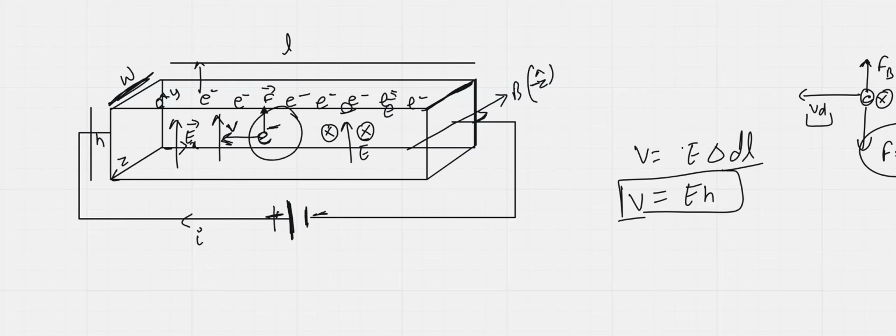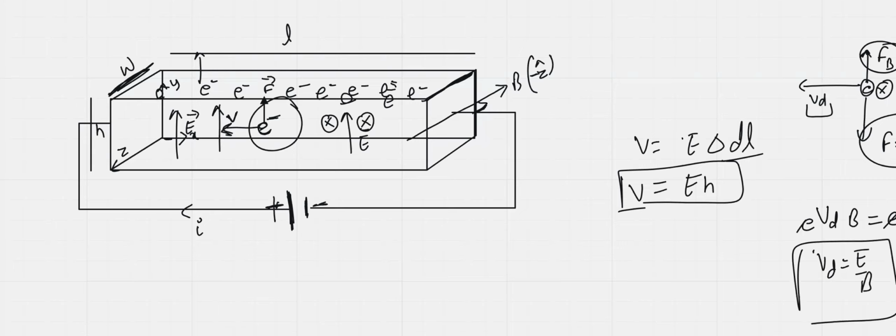So if you just solve this equation, what are you going to get? What is FB? FB was nothing but e vd times B, which equals e times E. So cancel. What you get from here is the drift velocity equals E by B. This is the formula for drift velocity in this case.